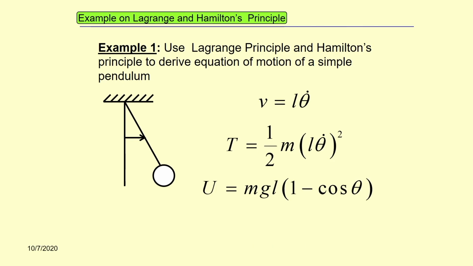So, for finding the kinetic energy, we know we must first find the velocity. So, one has to first write down the position vector r. Let this length equal to L. So, if the length equal to L, then one can write the velocity equal to L theta dot or L omega. So, then kinetic energy equal to half m into L theta dot square.